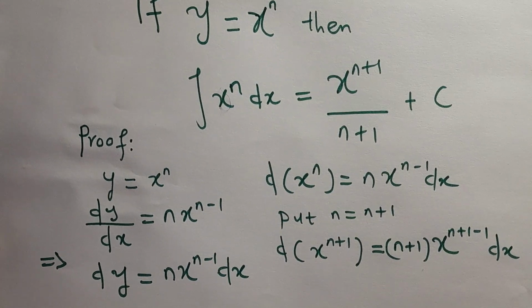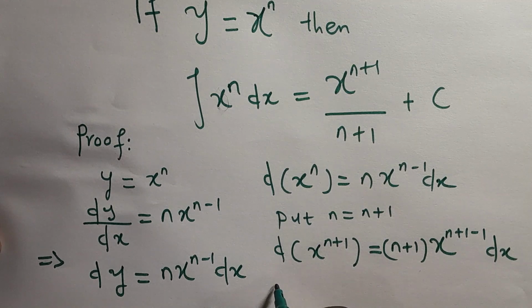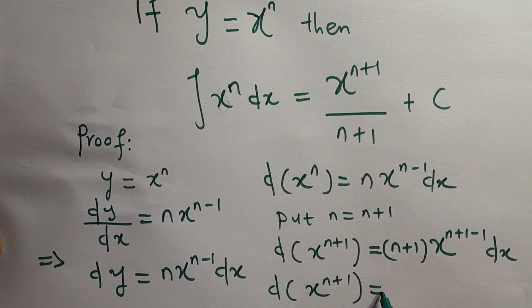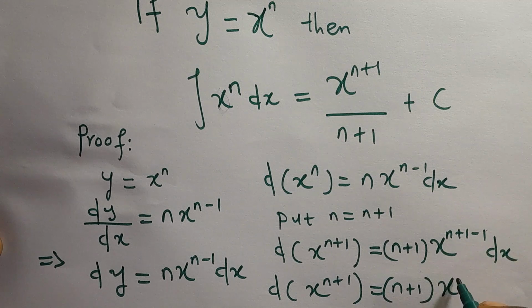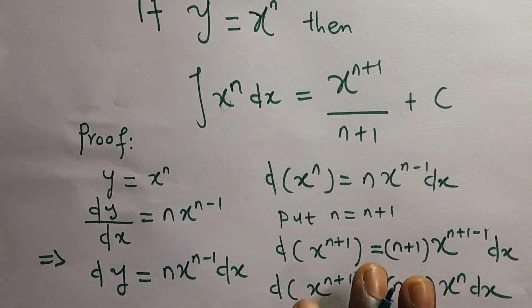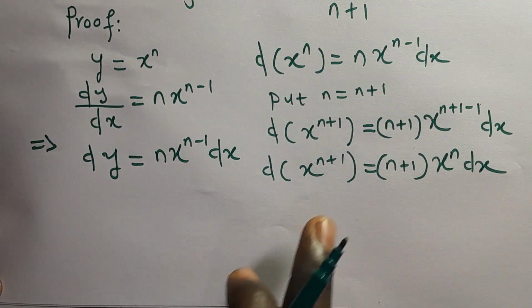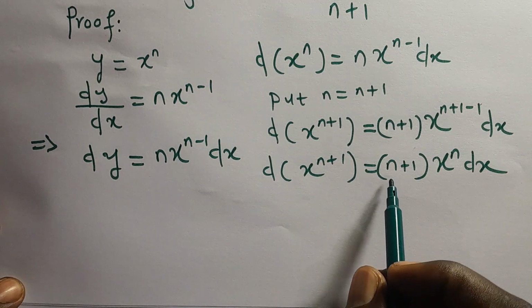So now from here we have d of (x raised to n plus 1), and this one will be equal to n plus 1, then we have x. This we cancel, we have x raised to n, times dx. So now from here we can divide both sides by n plus 1.